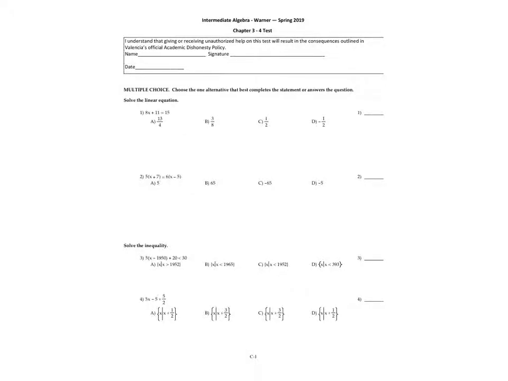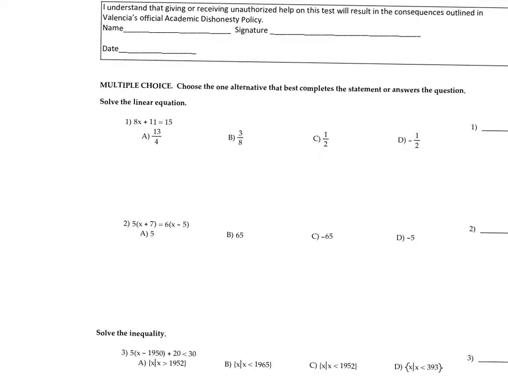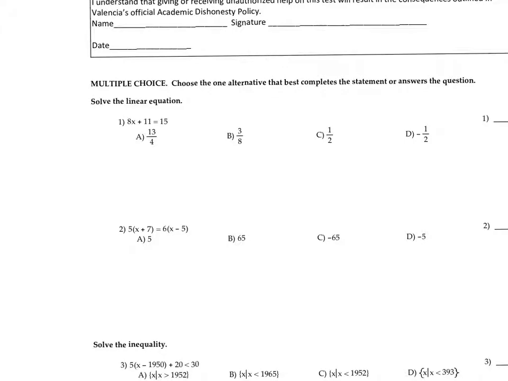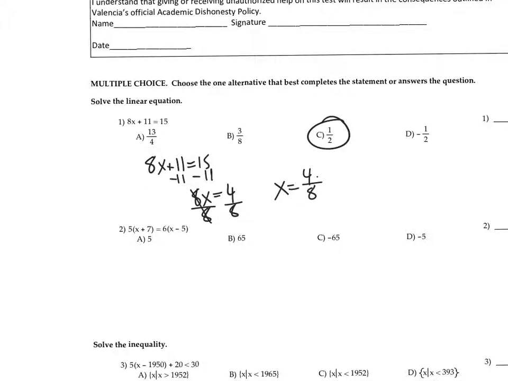In the chapter 3 to 4 test, we're going to be starting by solving linear equations. So starting with number 1, we want to solve 8x plus 11 equals 15 for x. To do that, we start by subtracting 11 on both sides. That gives us 8x equals 4. Then we can divide by 8. X equals 4 over 8, but 4 over 8 simplifies to 1/2.